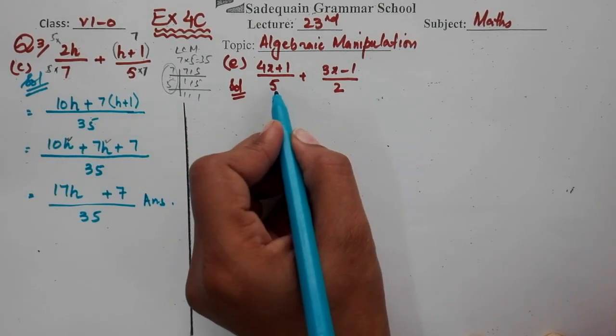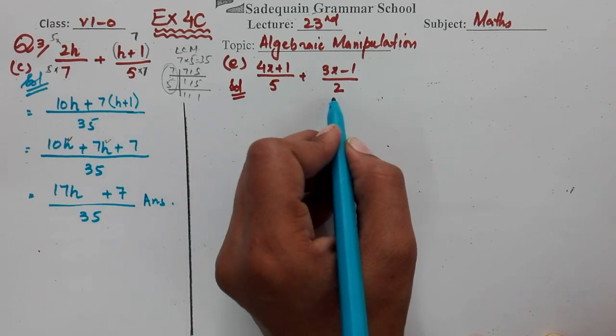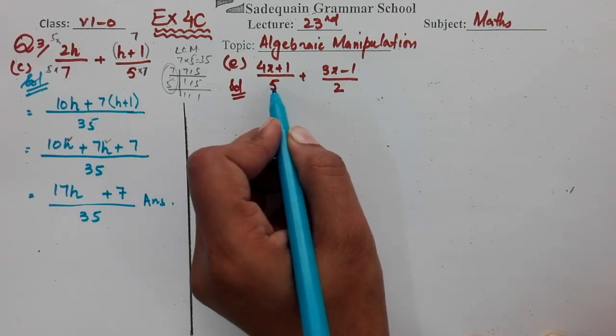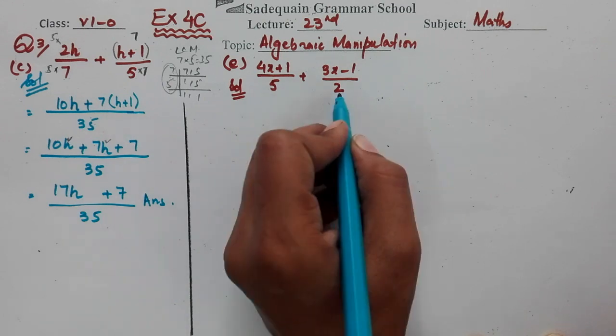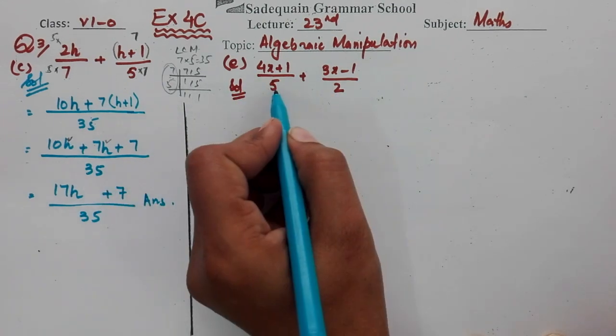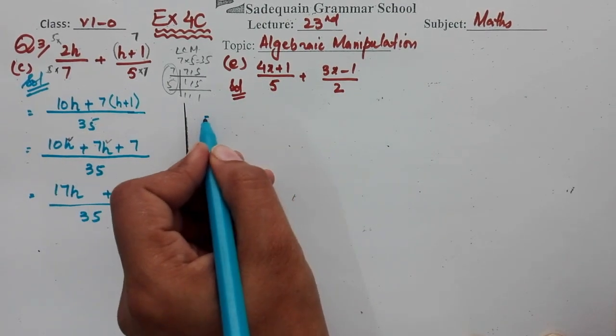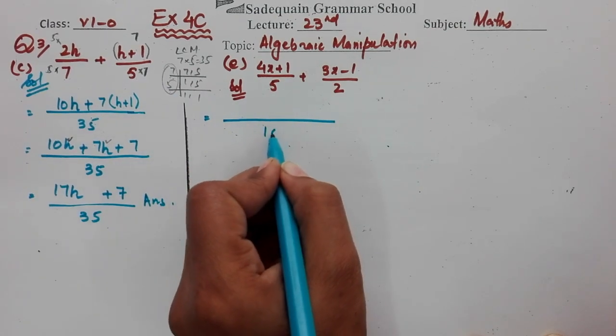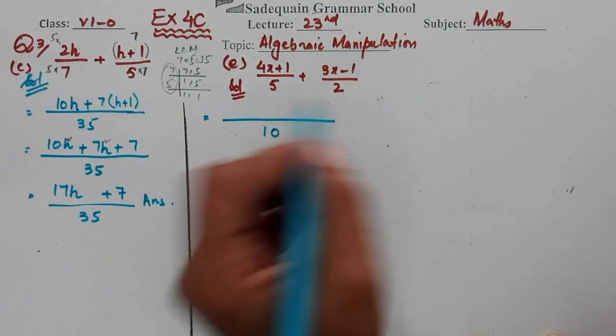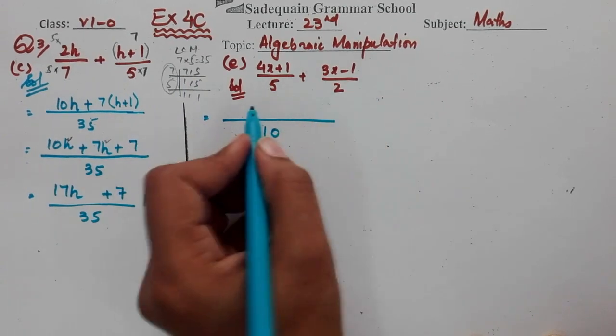Okay, so here first we have to find the LCM for the denominators, because the denominators are not the same. So 5 and 2, again they are prime numbers, so we just multiply them. 5 2s are 10. So the LCM will be 10, and you can check it by taking the LCM like this. Okay, so you will get the same answer, 10.